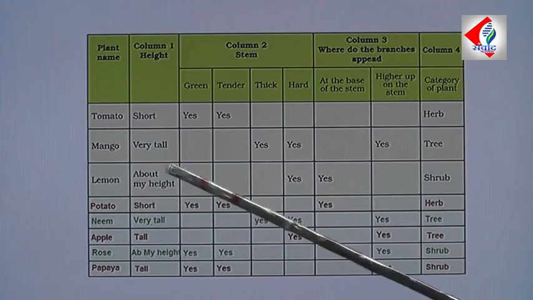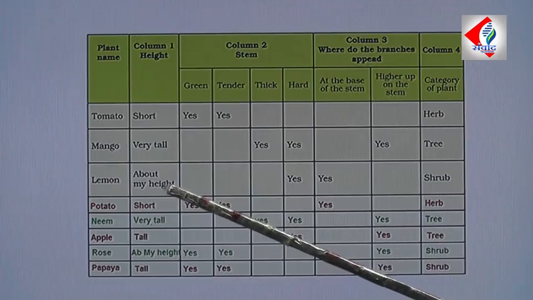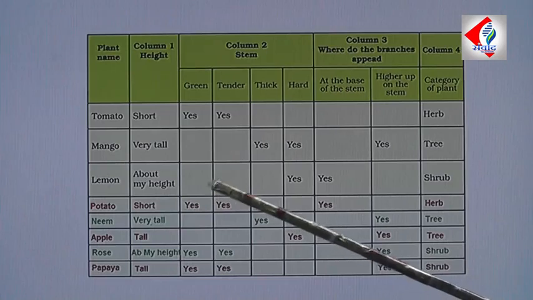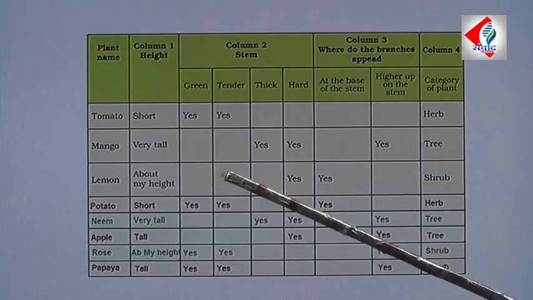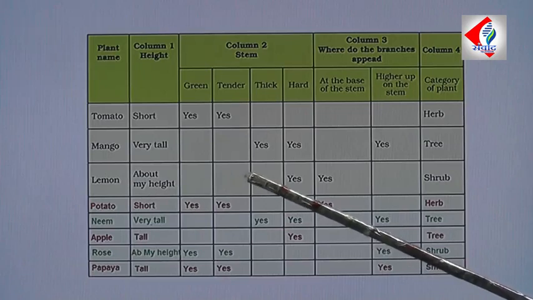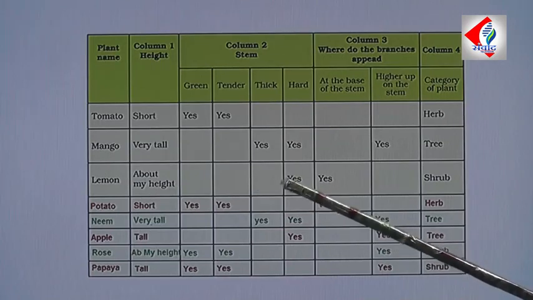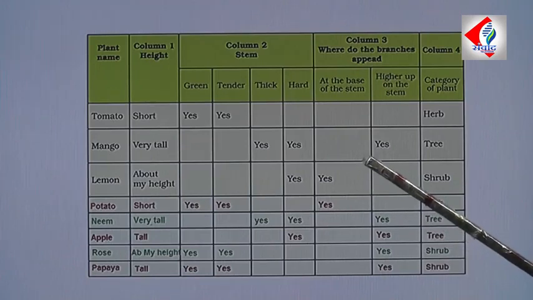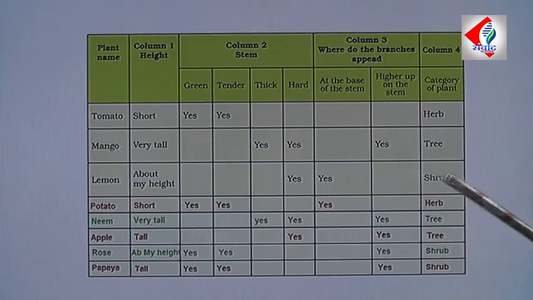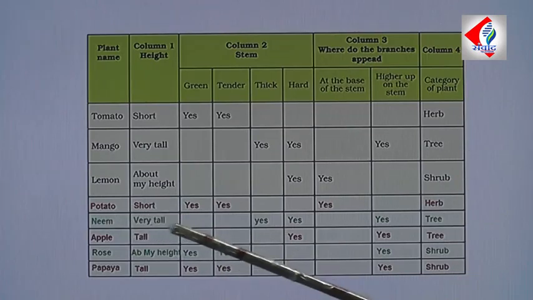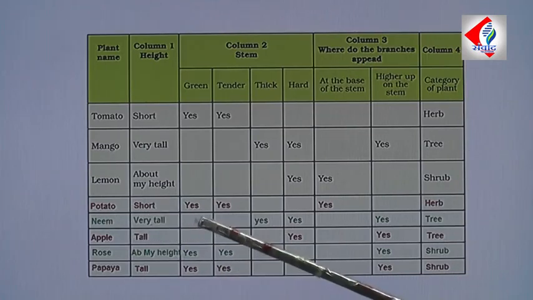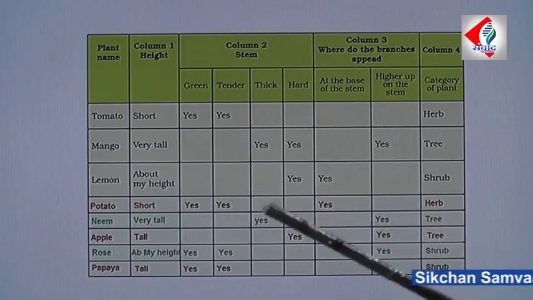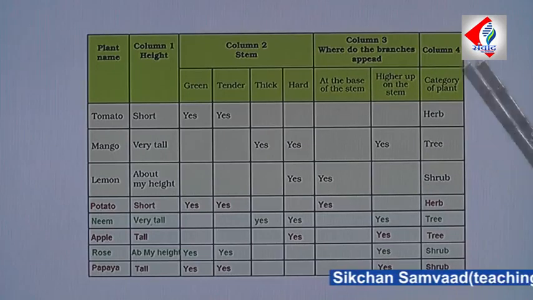Lemon is about the size, like I told you, 5 to 6 feet, and the stem is not as tender as a tomato, so it's quite hard. It grows at the base of the stem, and since it grows at the base of the stem, we can categorize it as a shrub. Potato, it is very short. It has a green tender stem. It grows at the base of the stem. That is why we categorize it as a herb.